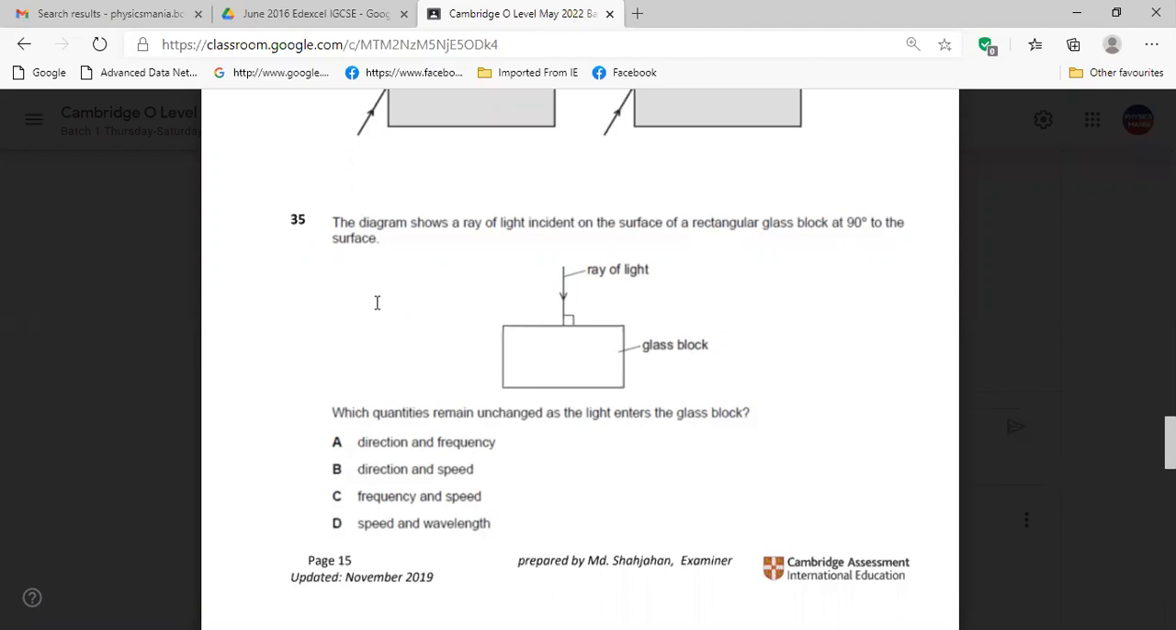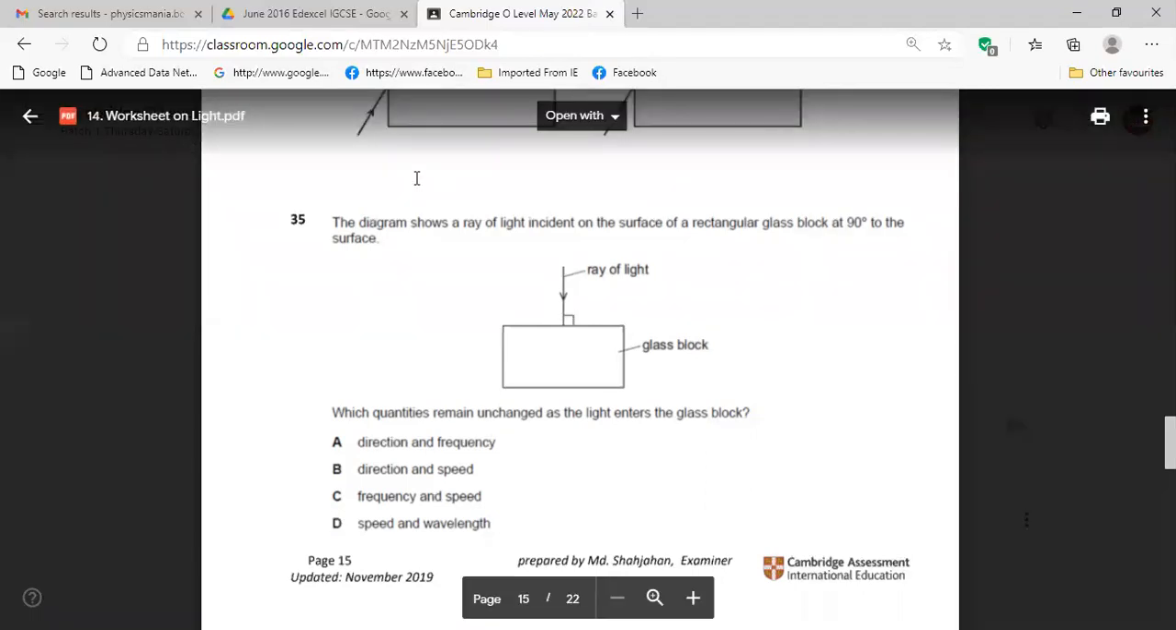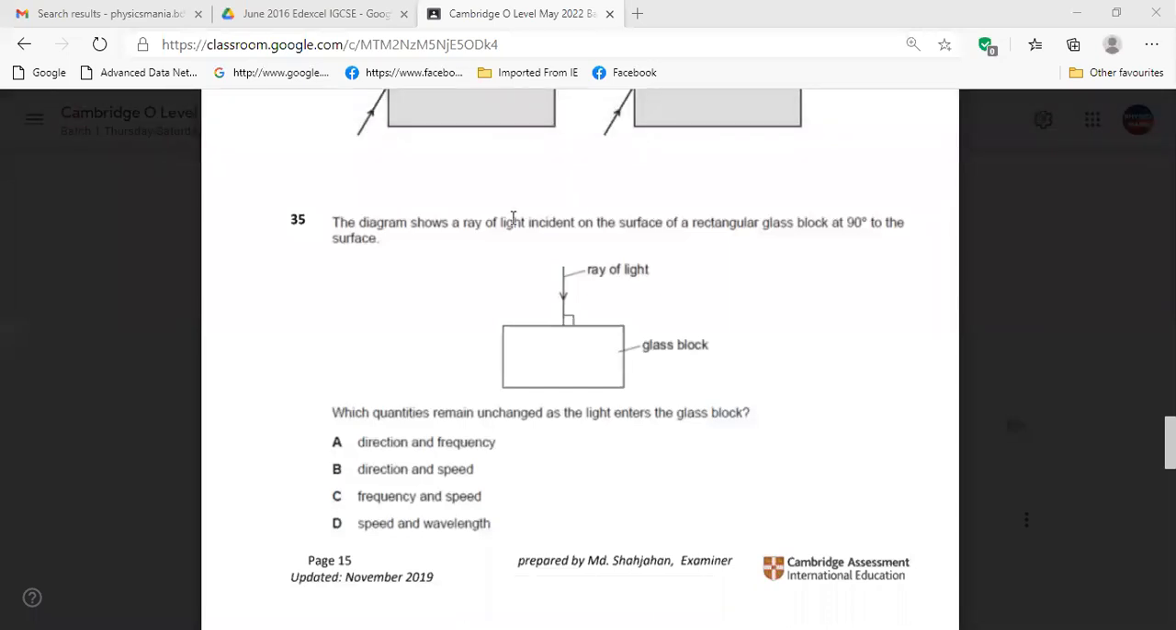Okay. So, which quantities remain unchanged as the light enters the glass block? Yes, Mahi, are you singing a song? No, sir. Sound is coming. Why? Other than our class.